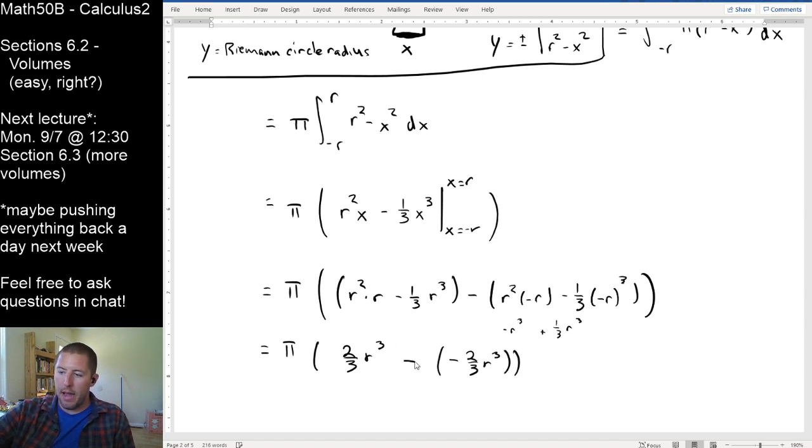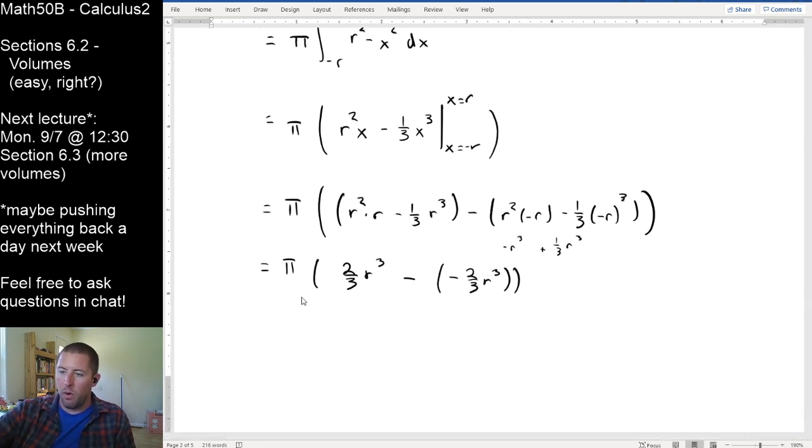And you should notice minus and minus means do addition. And so it looks like in total, what we're going to get is 2/3 and 2/3 is 4/3. We'll bring our constant of pi in there, 4/3 pi r cubed. And that is exactly the known volume of a sphere right there. So we just built an integral to represent the volume of a sphere.